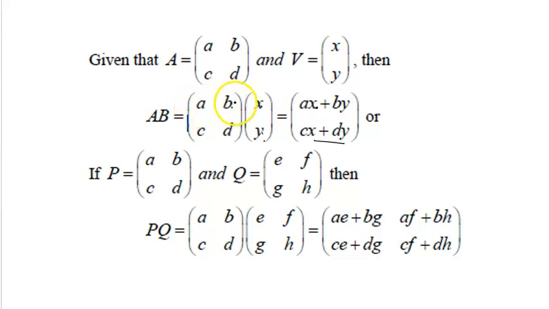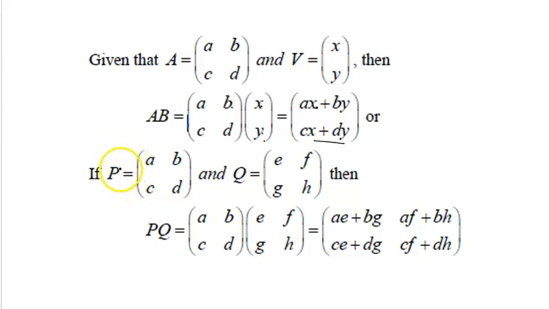You consider the first row of the first matrix, and then you multiply it by the first column. So a times x plus b times y. The first entry times the first entry of the second one, and the second entry times the second entry of the second matrix. Then you come to the second row, first column. So cx plus dy. At this level we can't go beyond 3 by 3, so the highest dimension that we can multiply is 2 by 2.